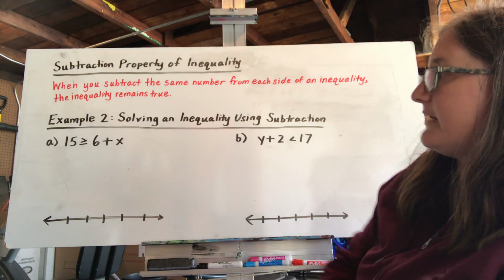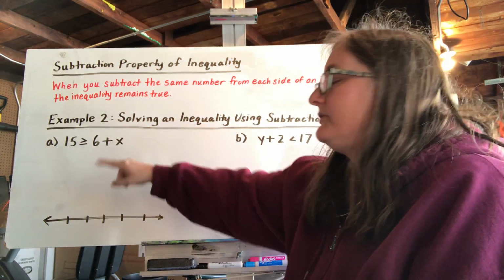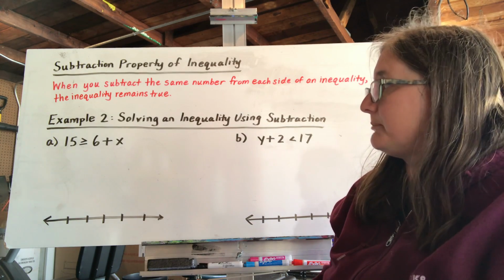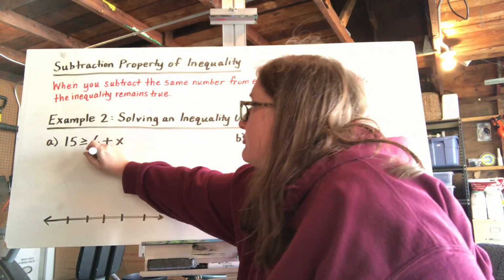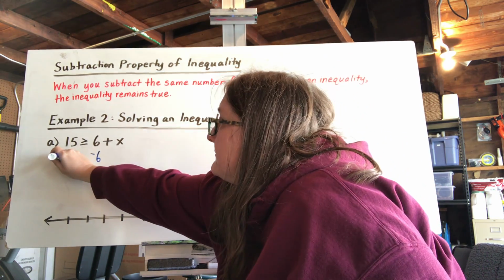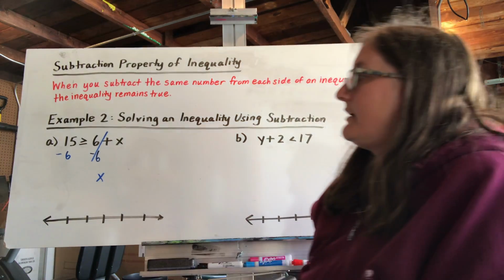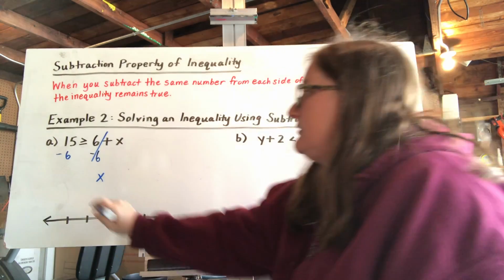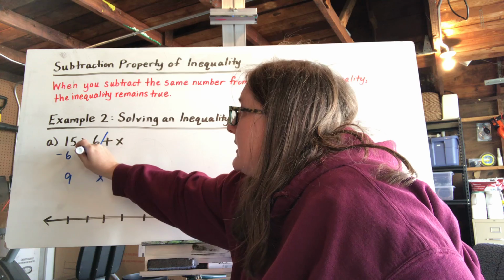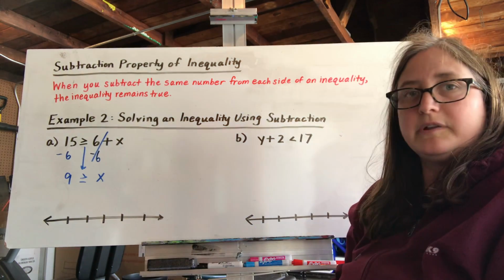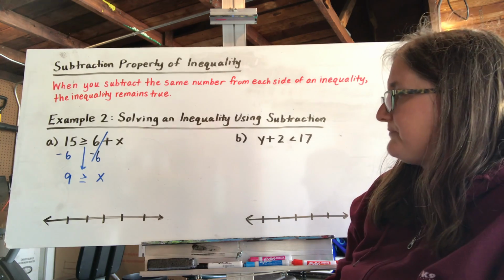So in this case, I have 15 is greater than or equal to 6 plus x. X is my variable, and I got to get rid of a plus 6 there. So I'm going to subtract 6 from each side. In this case, the 6's cancel out. I'm left with x, and 15 minus 6 is going to leave me with 9. And I'm going to carry down my inequality symbol. My inequality symbol doesn't change at all. I'm just bringing it down.